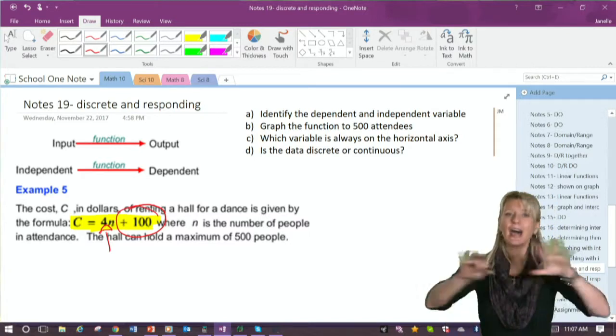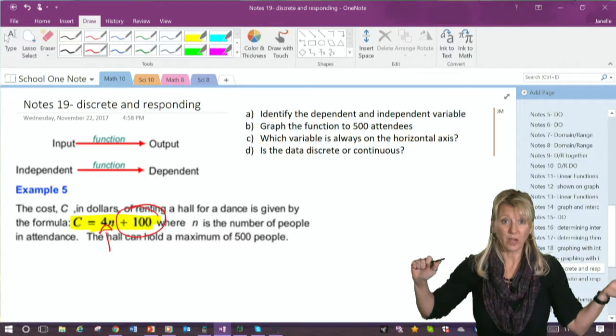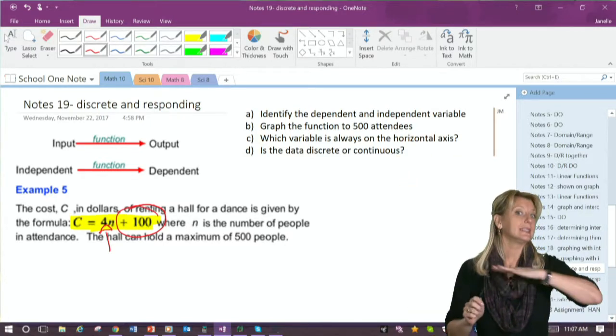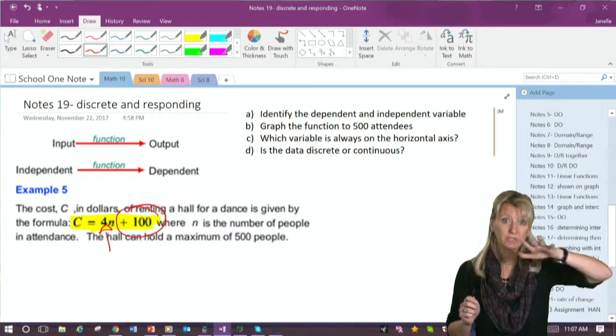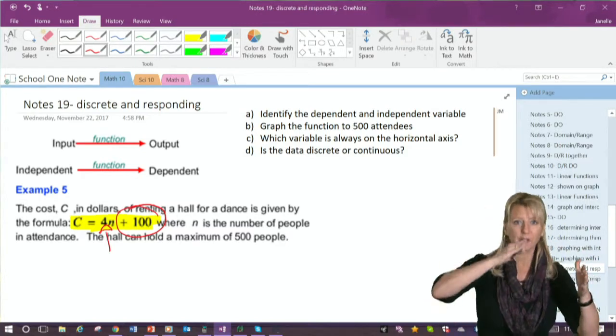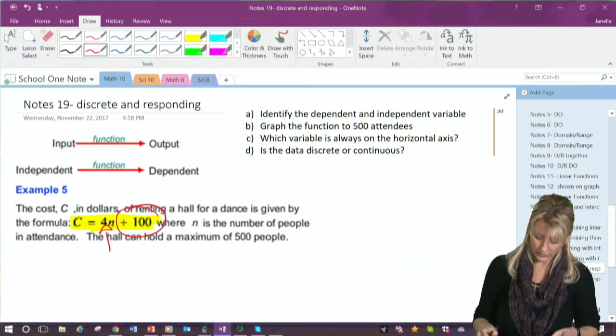So no matter how many people come to this party, if it's a dud and only one person comes or no one comes, or it's amazing and 1,000 people come, it doesn't matter. Whoever comes to this party, it's going to be $100 for the hall. Then you charge that $4 per person. Yeah, it could be a charge for the room. It could be whatever they want.